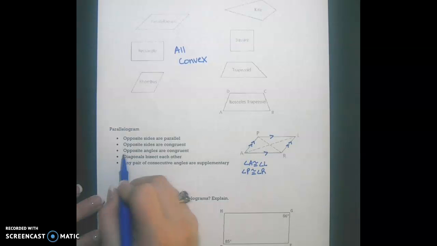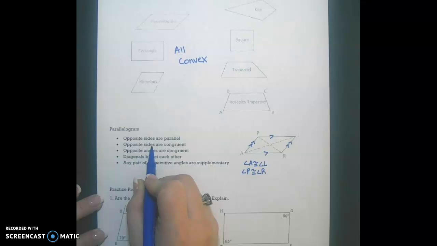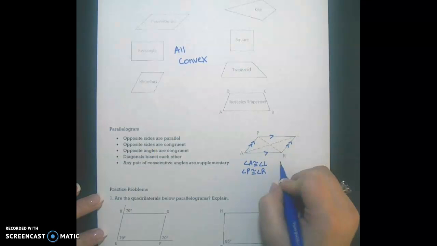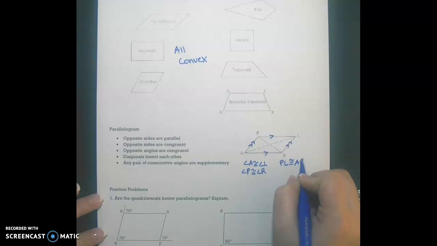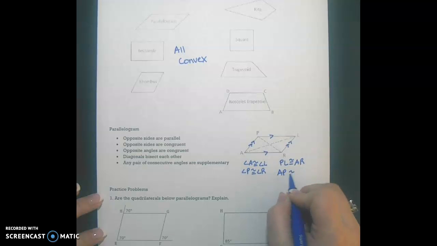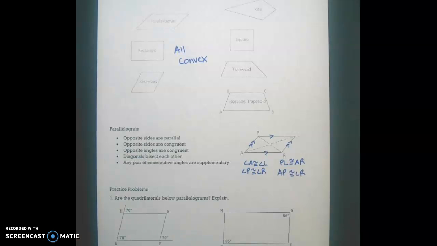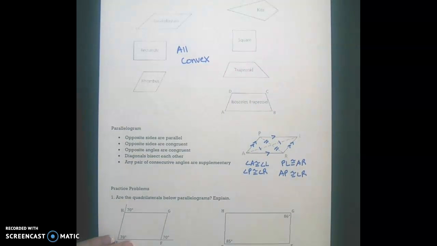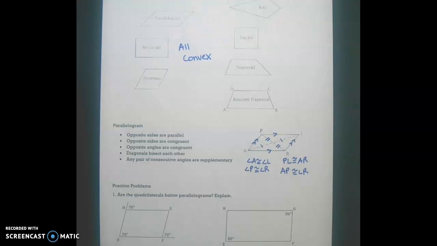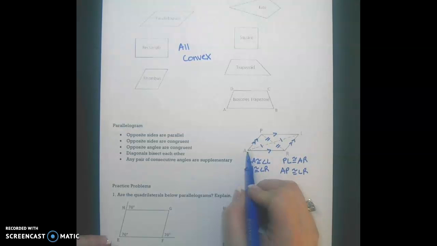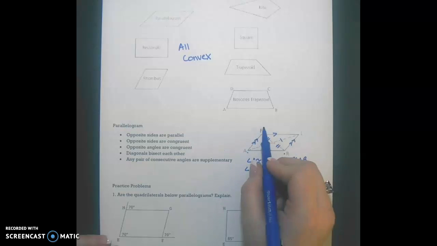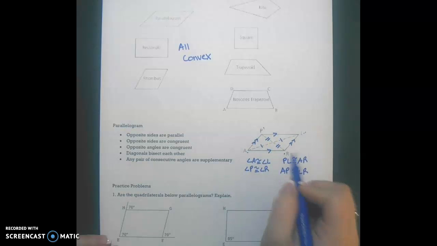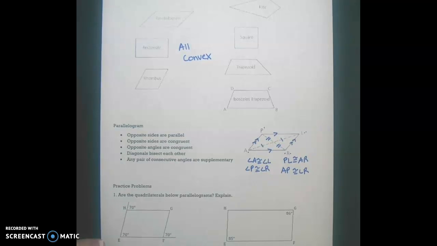Oh, we have this one on here twice. Sorry, opposite angles are congruent, opposite sides are also congruent. So PL is congruent to AR, and AP is congruent to LR. The diagonals bisect each other, so these two segments are congruent, and these two segments are congruent. And lastly, any pair of consecutive angles are supplementary. So A is supplementary to P, P is supplementary to L, and L is supplementary to R. Any two consecutive angles are supplementary.